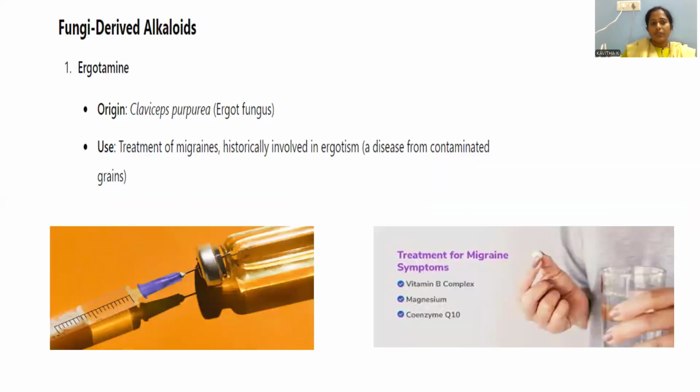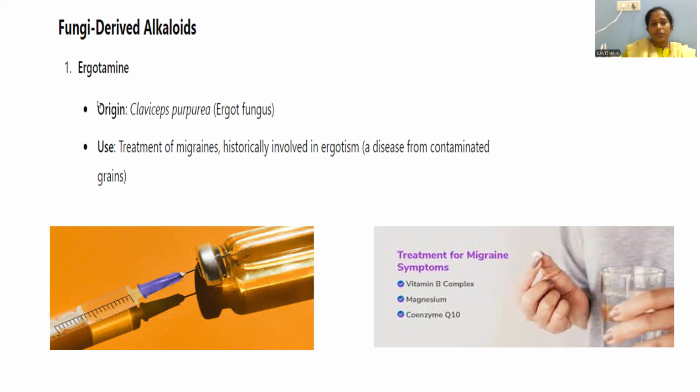Now we will go with the alkaloids and what they are extracted from. First, the fungi derived alkaloids. Fungi derived alkaloids are nothing but those extracted from fungus, right? Fungus is a kind of disease causing organism, but at the same time it can cure disease as well. That is the main thing we observe in antibiotics, right? In the same way, fungi derived alkaloids will be there.